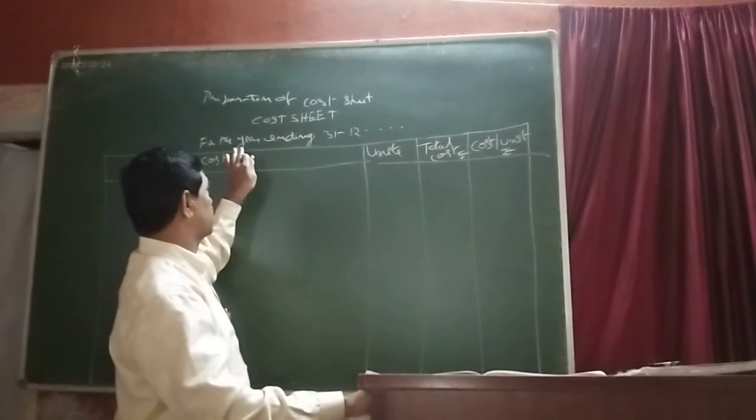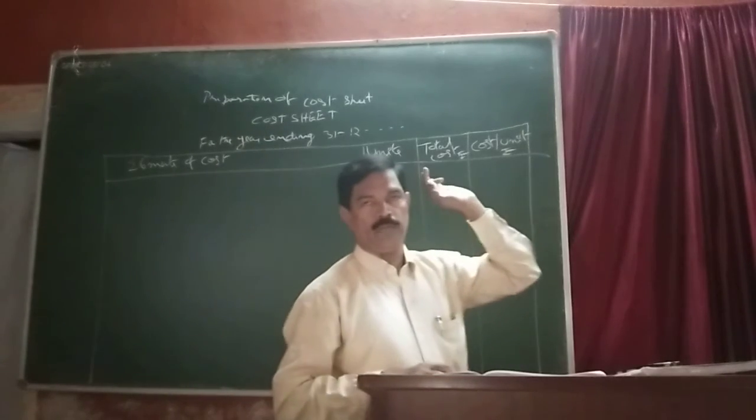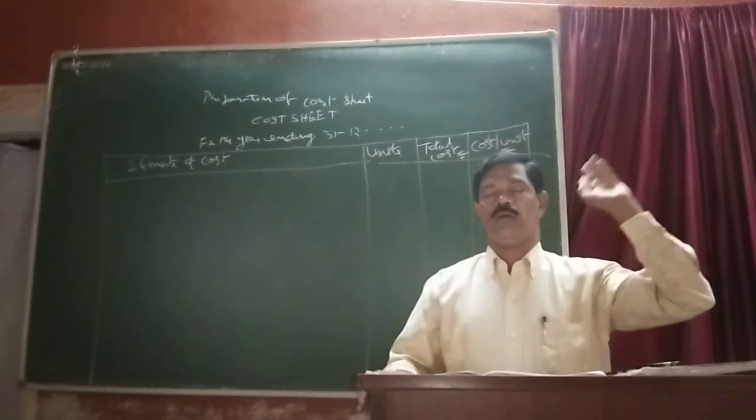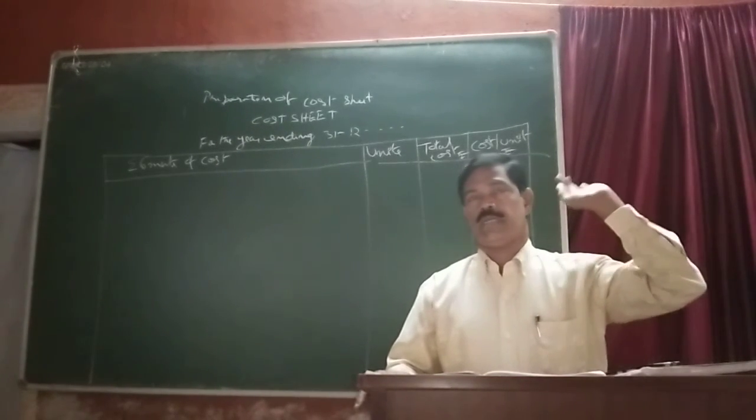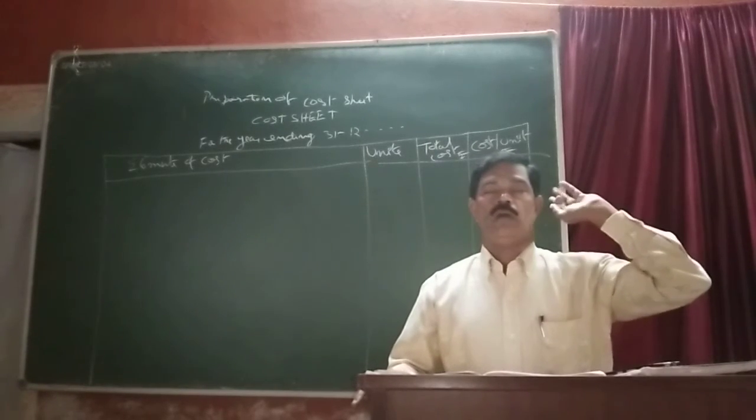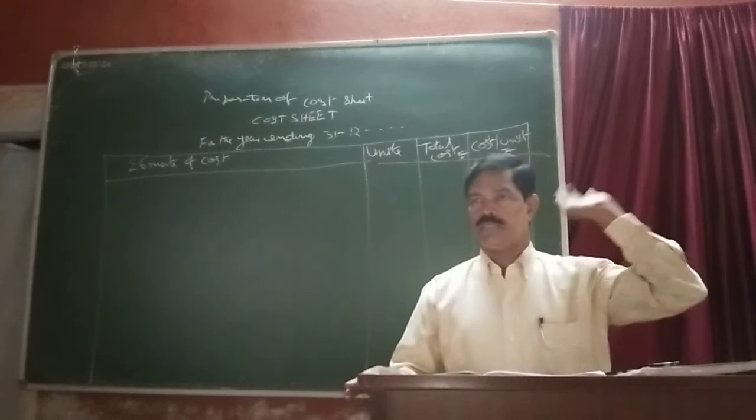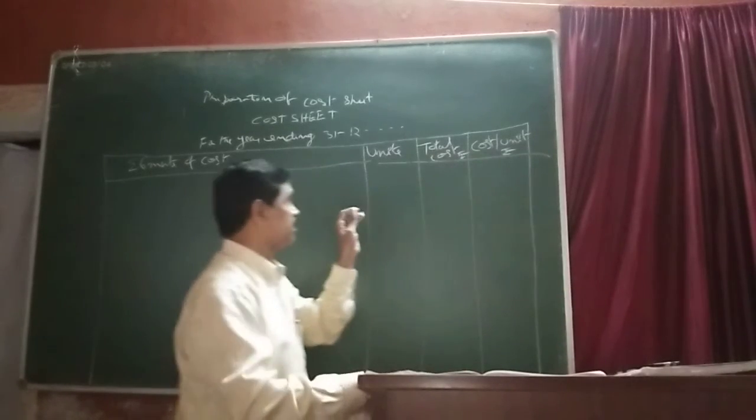Then after that, you have to write the year, for which period. It may be for the week ending, for the month ending, or for the year ending. You have to clearly mention whether it is related to 1 week, or a month, or a 6 months period, or a 3 months period, or year ending. That you have to mention on the top.